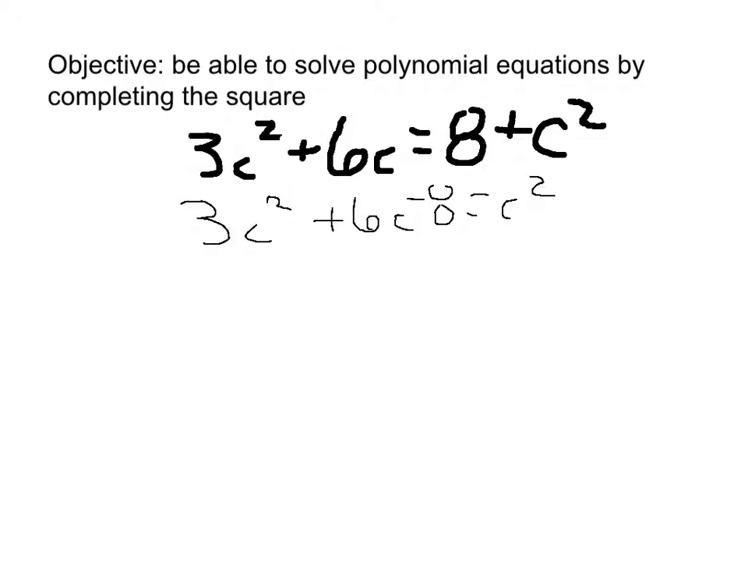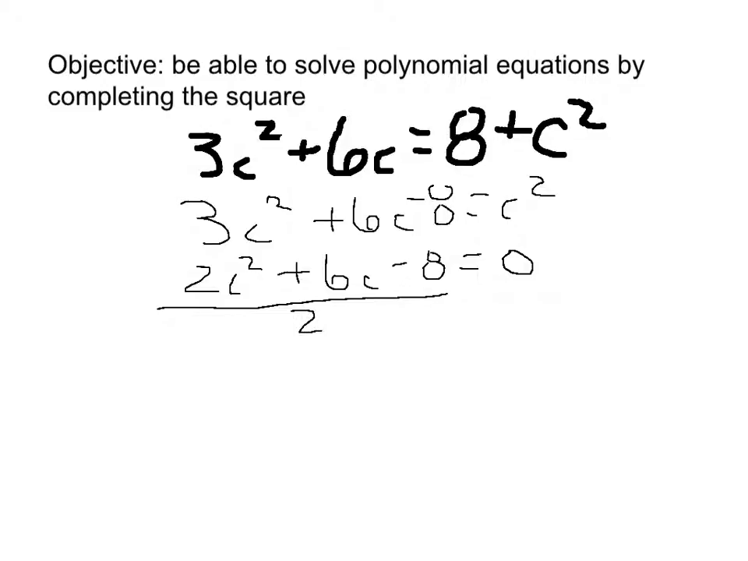This time you subtract the c squared, so that gives you 2c squared plus 6c minus 8 equals 0. But to be able to solve it by completing the square, the coefficient of a, which is the first number, has to be 1. So you divide the whole thing by 2. So 2 divided by 2 is 1. 6 divided by 2 is 3. And 8 divided by 2 is 4. And of course, 0 divided by 2 is still 0.